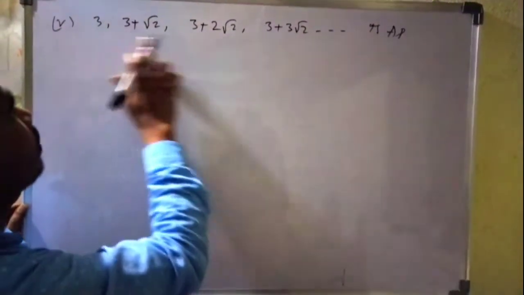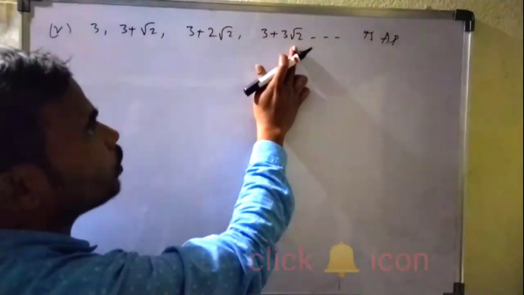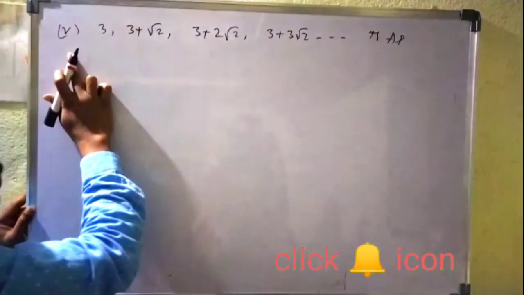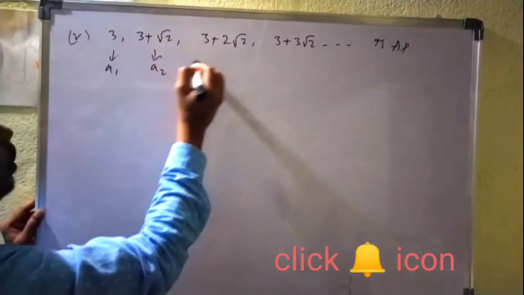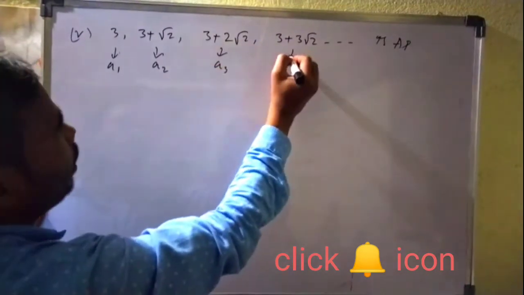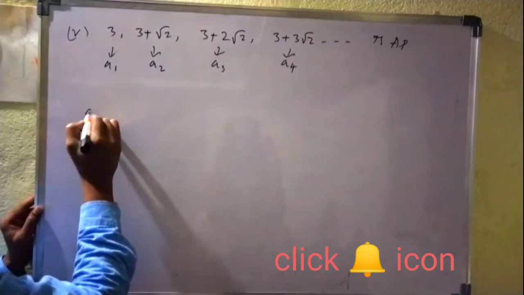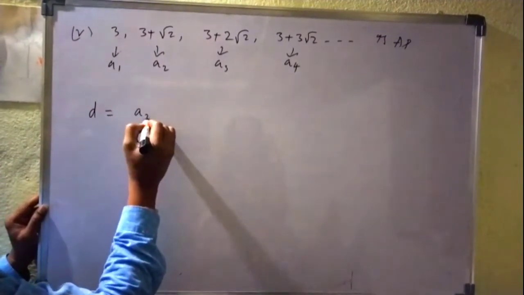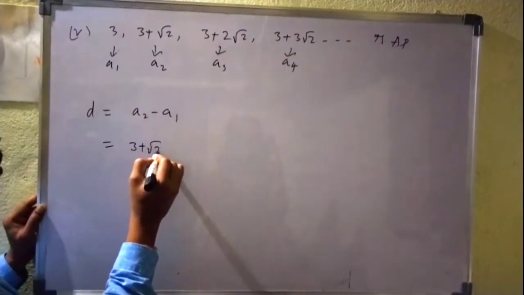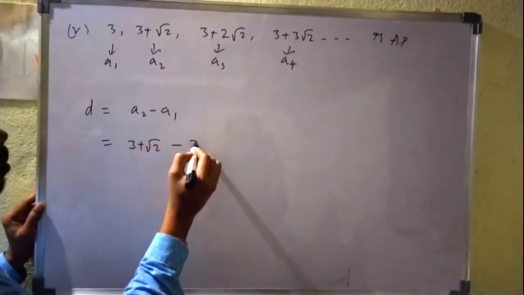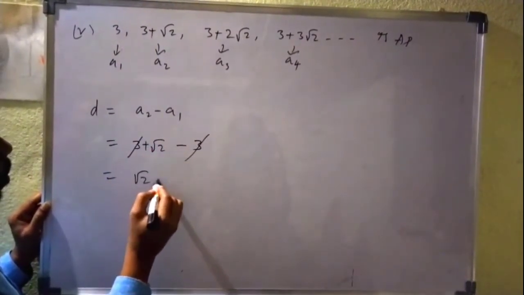Is 3, 3 plus root 2, 3 plus 2 root 2, 3 plus 3 root 2 an arithmetic progression? It is the fifth question. This is a1, a2, a3 and this is a4. To check arithmetic progression, first we find the d value. d is equal to a2 minus a1. a2 is 3 plus root 2, minus a1 is 3. So plus 3 minus 3 cancels, so root 2 is there.